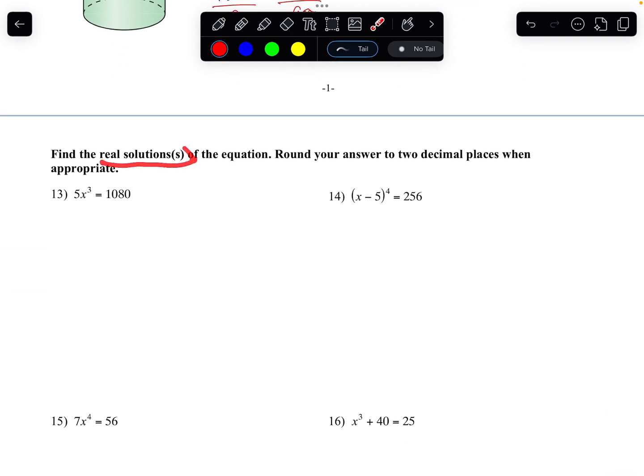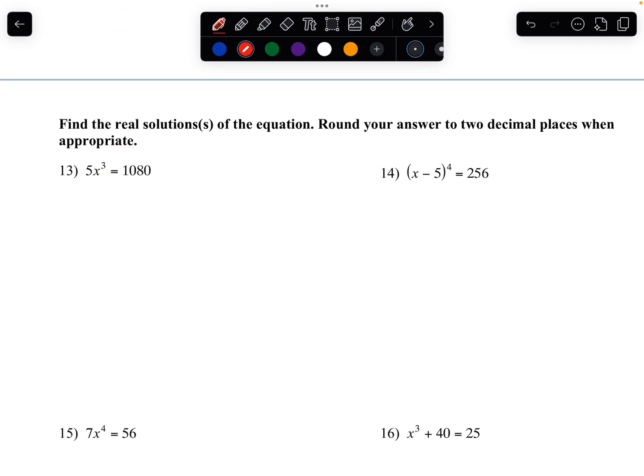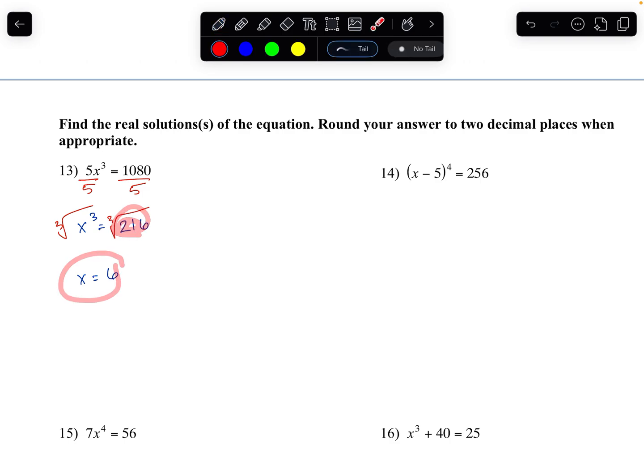Okay, find the real solution or solutions of the equation. Round your answer to 2 decimal places when appropriate. Okay, so we're just going to solve for x right here. So first thing I'm going to do is get this part by itself, which means I would have to divide by 5. Okay, so I get x to the third is equal to, and then 1080 divided by 5 is going to be 216. And then I'm going to do the cube root of that, and x is going to be equal to 6. So, yeah, I already know that off the top of my head.